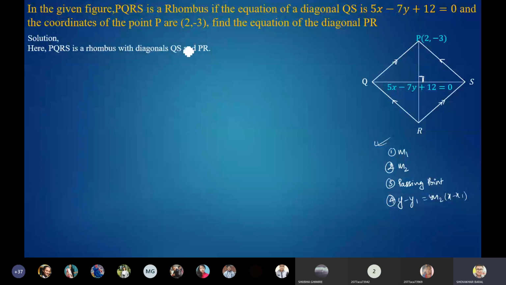PQRS is a rhombus with diagonals QS and PR. Coordinates of P is (2, -3). It's already the passing point. I'll write it later also. Equation of this is the given thing I have written here. Given this, equation of QS is 5x minus 7y plus 12 equals 0. This is also given, so I have just copied it, and I am supposing this is equation number 1.